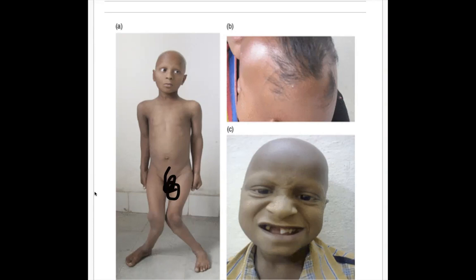I will auscultate and then proceed to the abdomen to look for any scar mark and any organomegaly. You can palpate the liver slightly, otherwise no problem. Do you see the abdomen distended here? Yes, the abdomen looks distended.